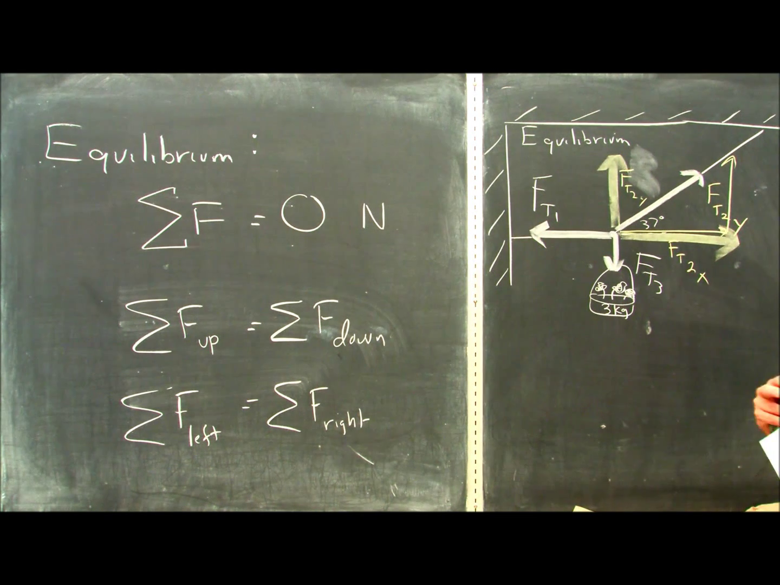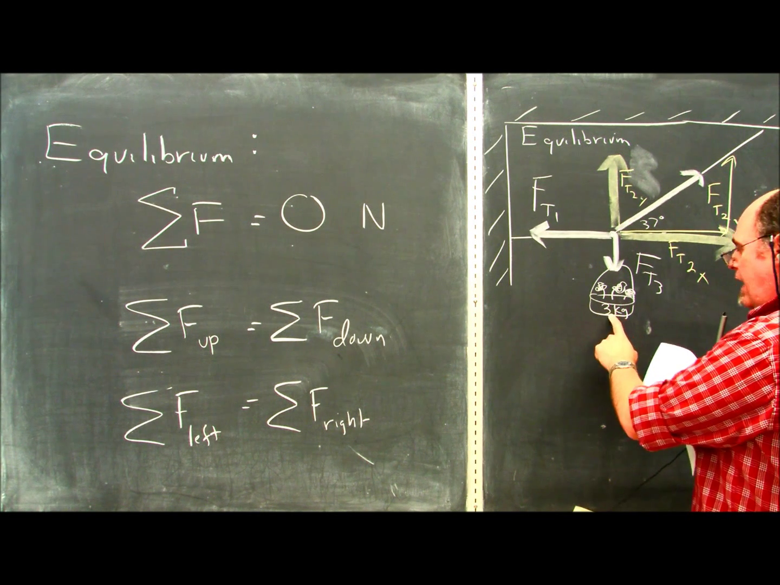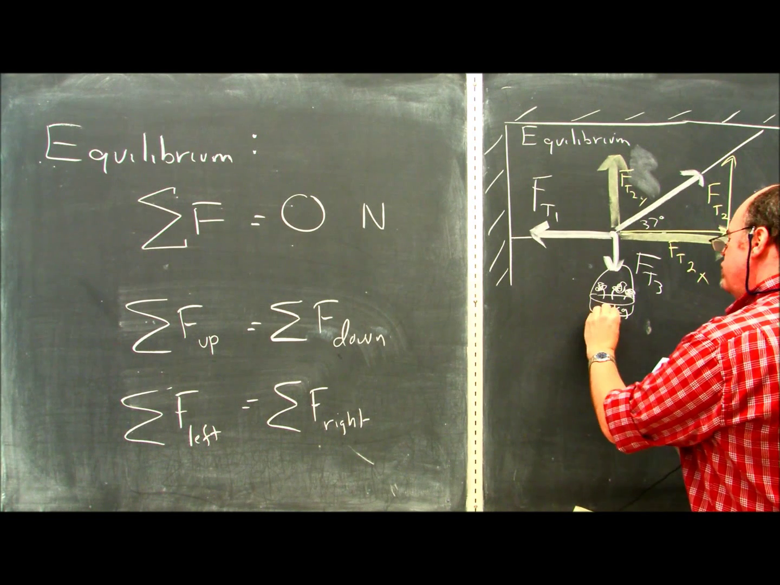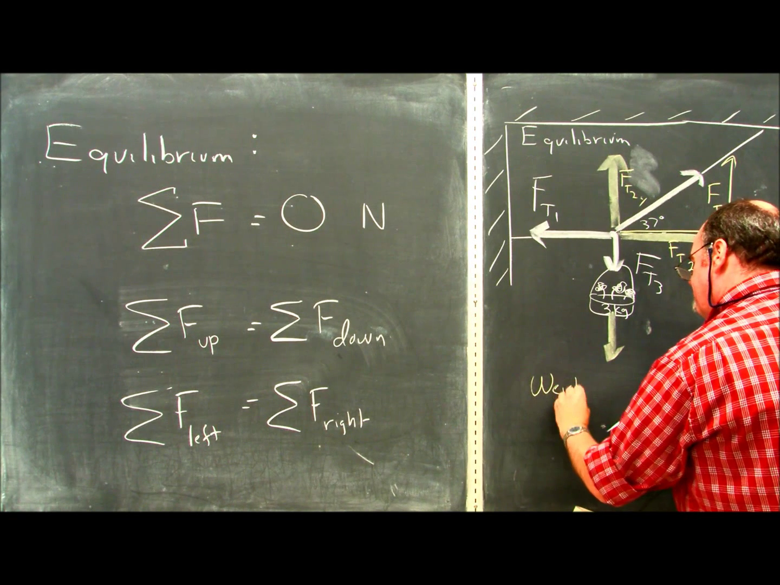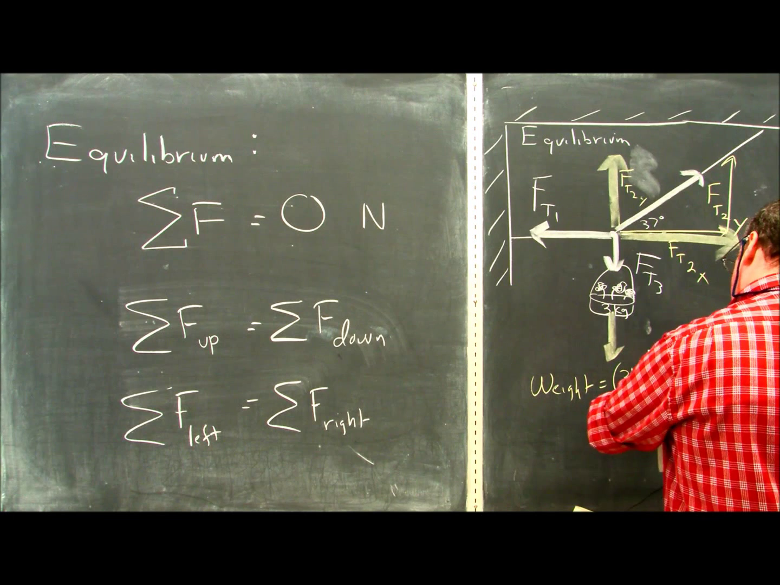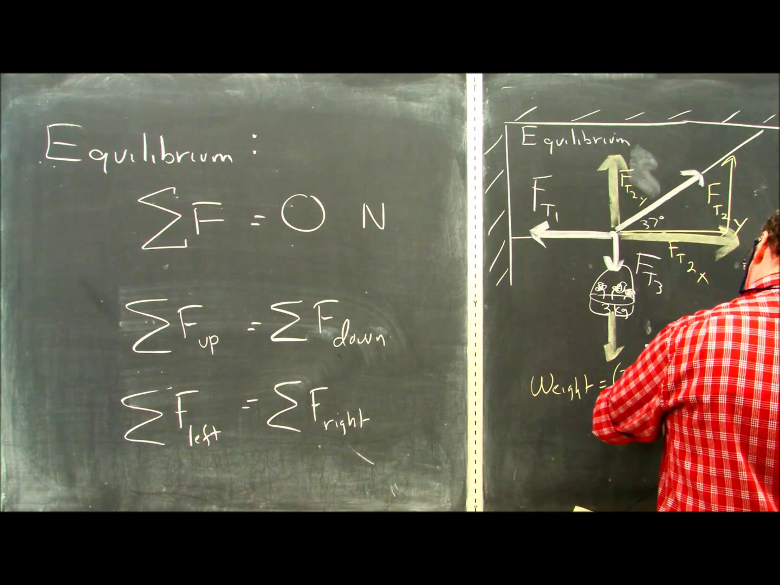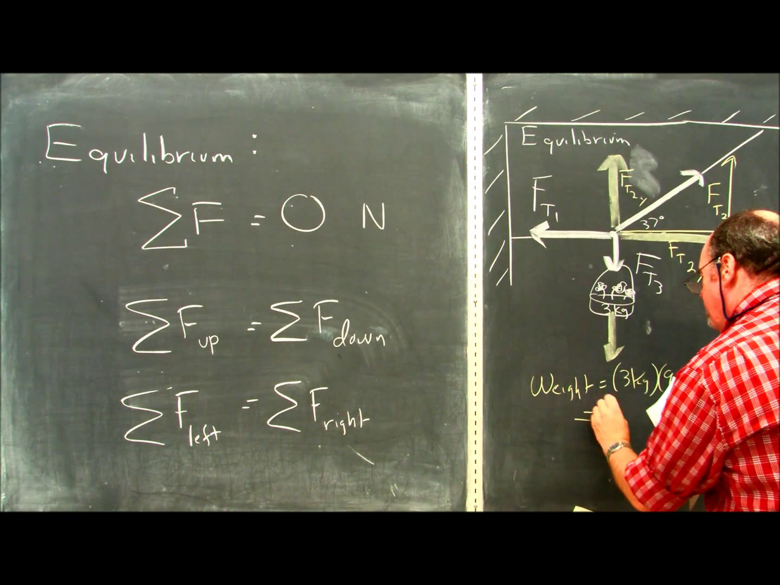Are there any forces that I can find right away? And there is. This thing has a mass, and so you see mass will have a weight. So there is going to be a weight here going straight down. So weight will equal the mass, 3 kilograms, times gravity, which is 9.8, which comes out to be 29.4.